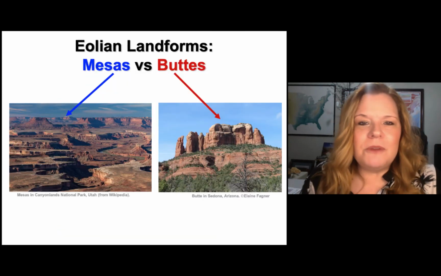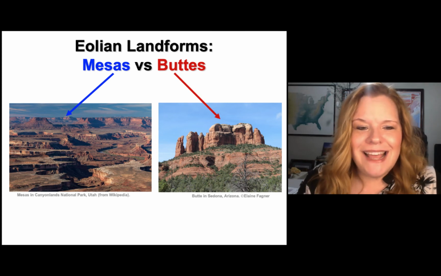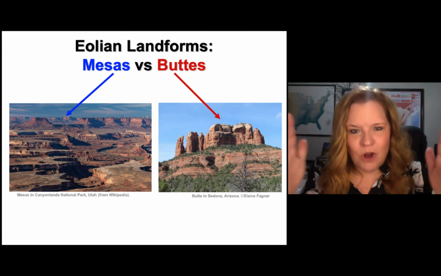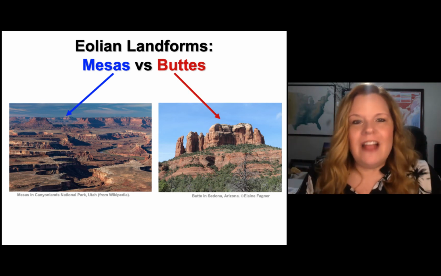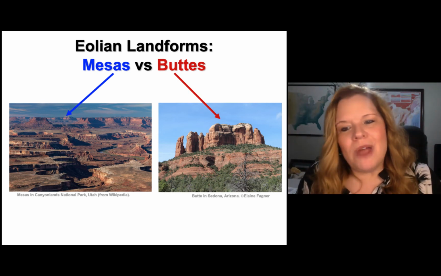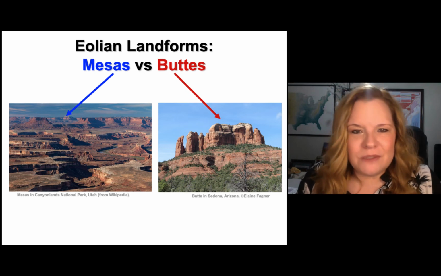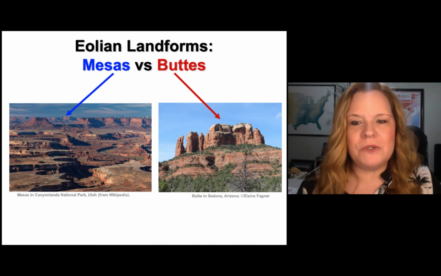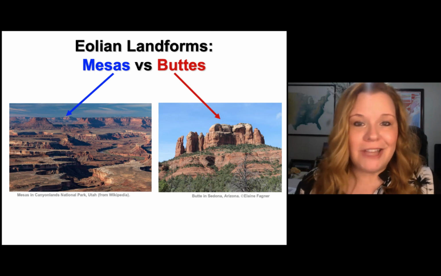When you see the difference between buttes and mesas, on the left where the blue arrow is pointing, you can see the flat, broad-shaped features. Those are mesas. On the right, you see the bumpy one. It's not nearly as wide. That's a butte. So knowing the difference between the two helps you delineate what you're seeing in the desert.